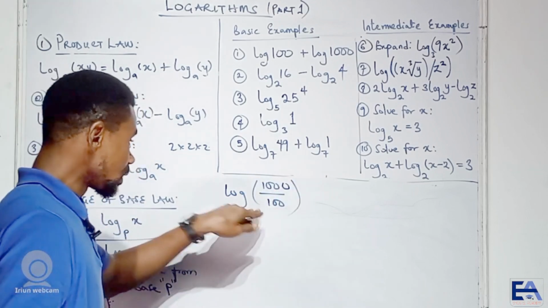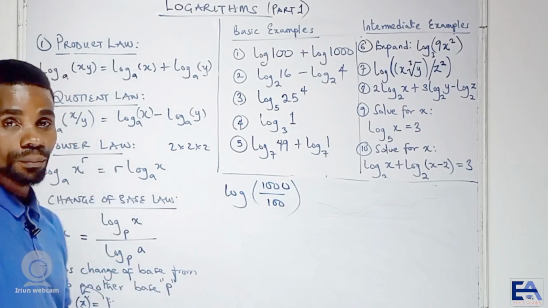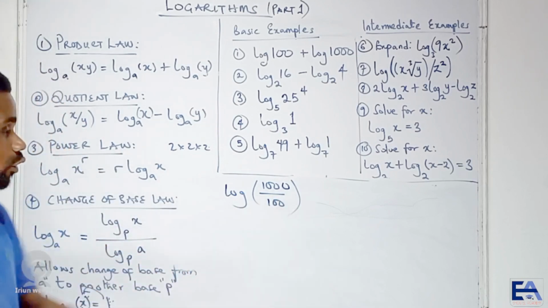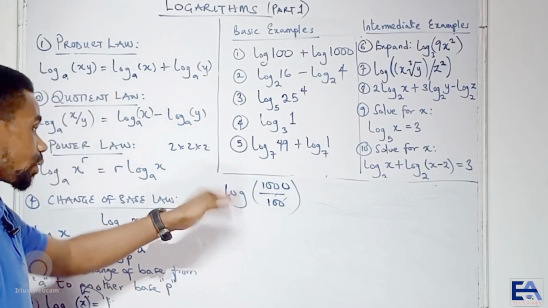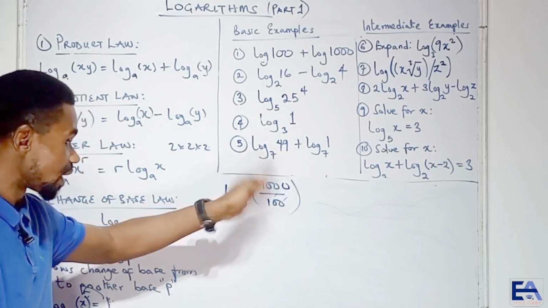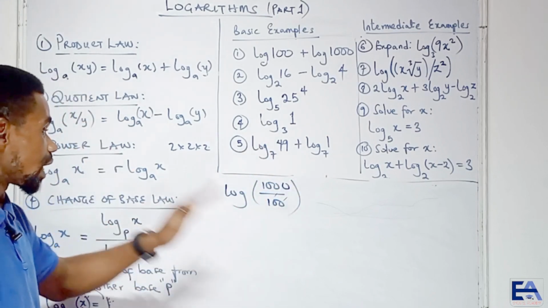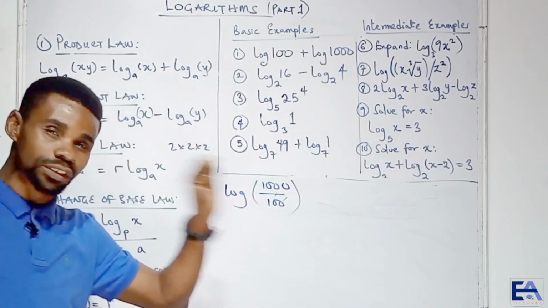But I'm just trying to use this to prove a point, to prove the validity of this law. That's what I'm just trying to do, okay? So which means instead of us just cutting this out and getting log 10 to base 10, which is equal to 1, I don't want to divide them out. I just want to go through the long way just to explain the validity of this law, okay?